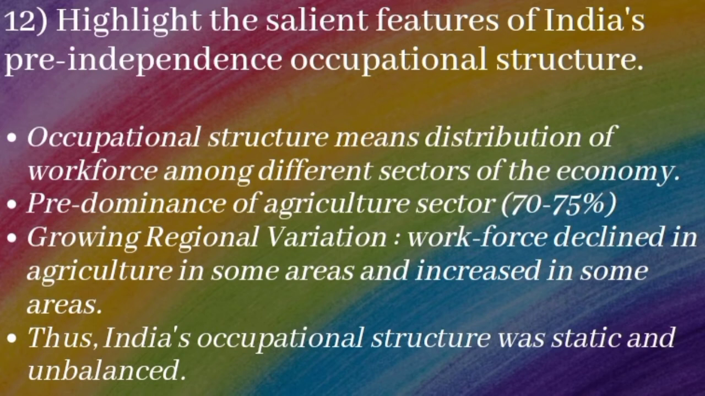Then the second one is growing regional variation. That means in some areas we had a decline in the agricultural sector, like in the Madras presidency, then Bombay and Bengal. Madras presidency included the southernmost states of India, like Kerala, Tamil Nadu, Karnataka and Andhra Pradesh, and there was an increase in some areas like Punjab, Orissa, and Rajasthan. Thus India's occupational structure was static and unbalanced.